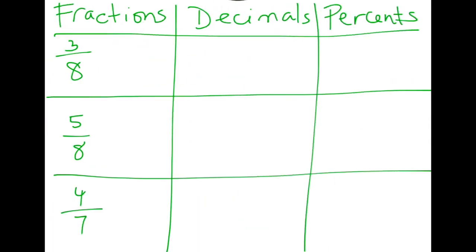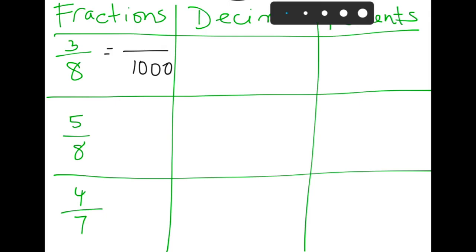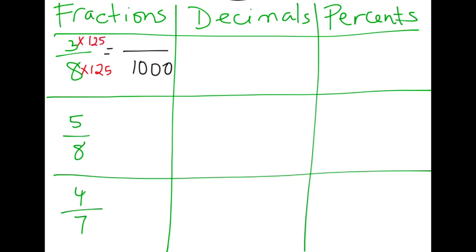Let's try here. Now this can be a little bit tricky. How do I get to 100 from here? There is no whole number that I can multiply by 8 to get 100. However, I can get 1000 if I multiply 8 by 125. So I will do the same thing here, 125. So 3 times 125, 375. So I have 375 over 1000.